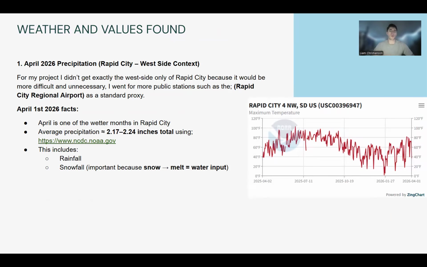So I wanted to go over the weather and values that I used to find the numbers for this project for proper drainage systems. I used April 1st of 2026 in Rapid City, and I used the Rapid City Regional Airport as a standard proxy to find all the precipitation. By using NCDC, NOAA.gov, they gave me some good graphs and some good information to continue further on this project.